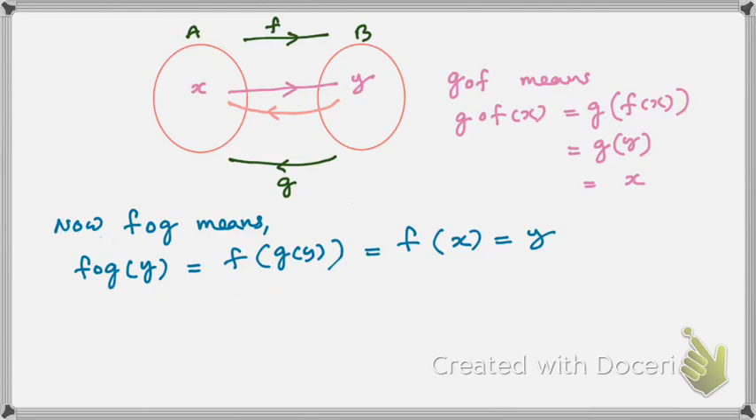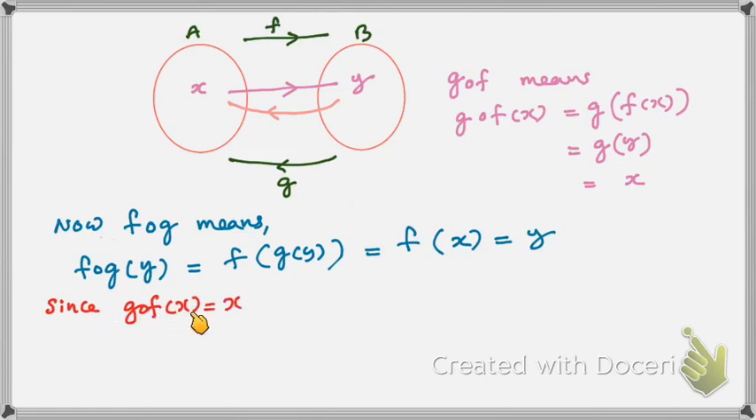So then f of g is also called an identity function, which is defined on the set B because it's applying on y. So it's an identity function in B. This is an identity function in A. So let's write about that.